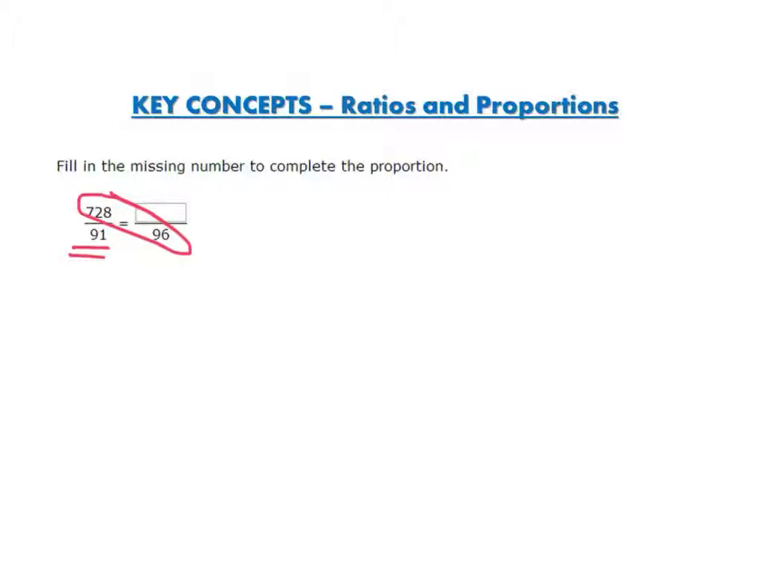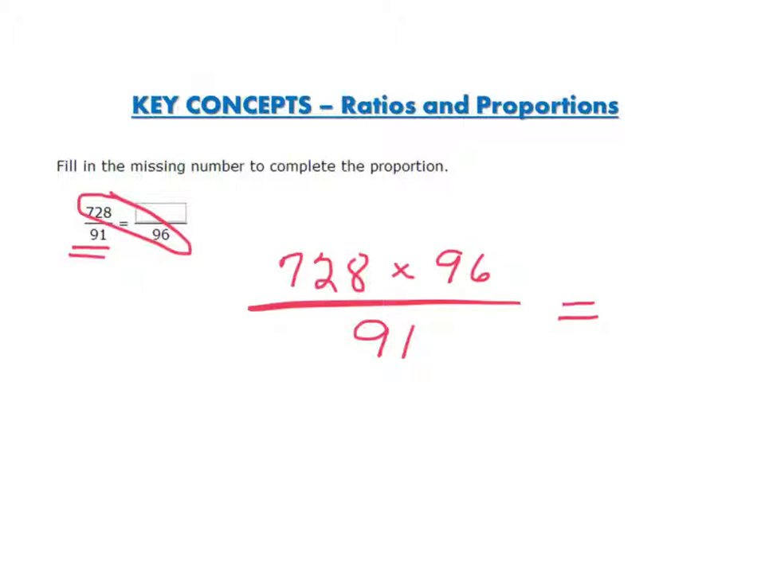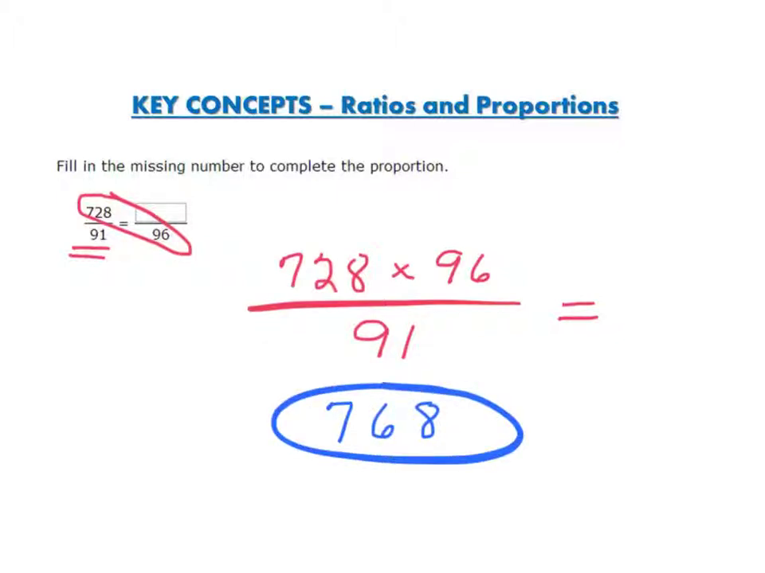So I'm going to multiply 728 times 96 and then divide it by 91 to get the missing number. And when I multiply and divide, I get 768. So the missing number is 768.